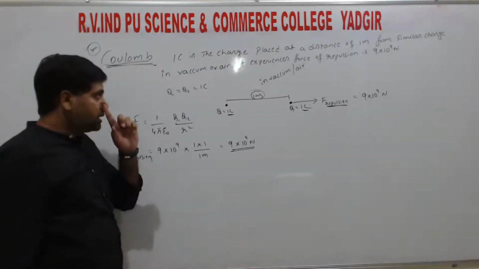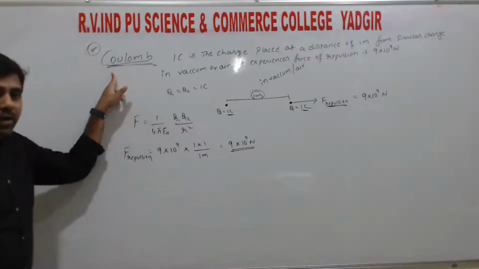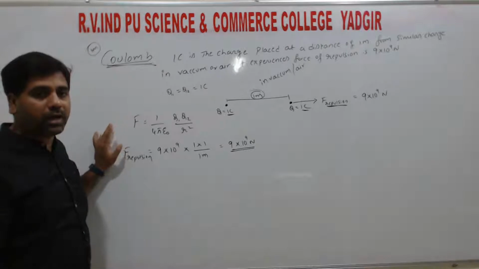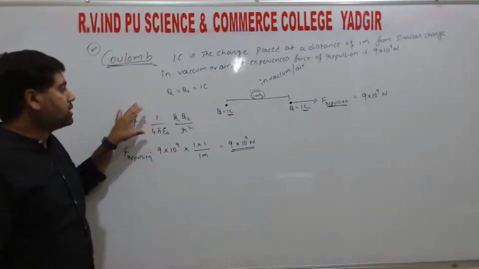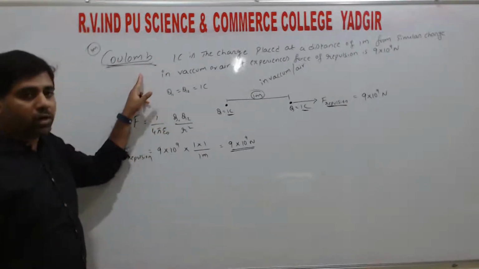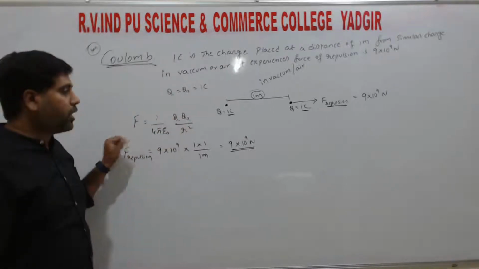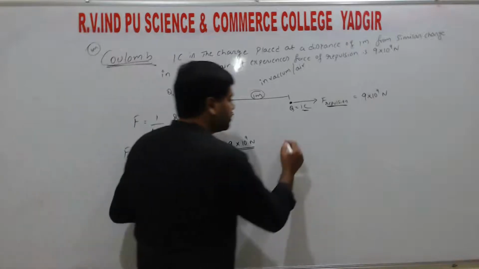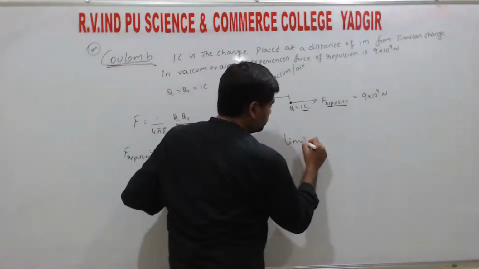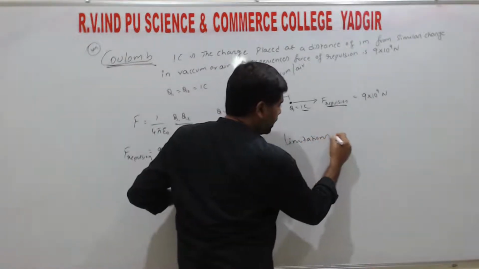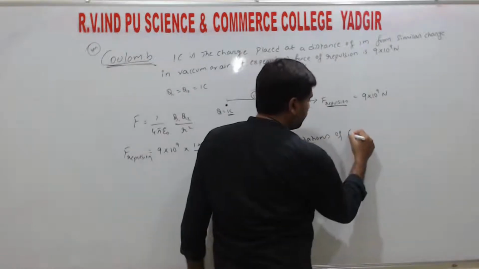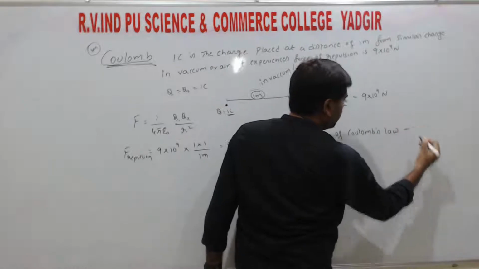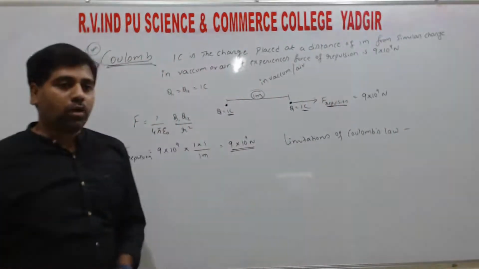If we study the third chapter, we can define Coulomb by another definition in terms of current. Here we are studying about charges, so we define Coulomb in terms of force, using Coulomb's law. So next, limitations of Coulomb's law. What are the limitations of Coulomb's law?